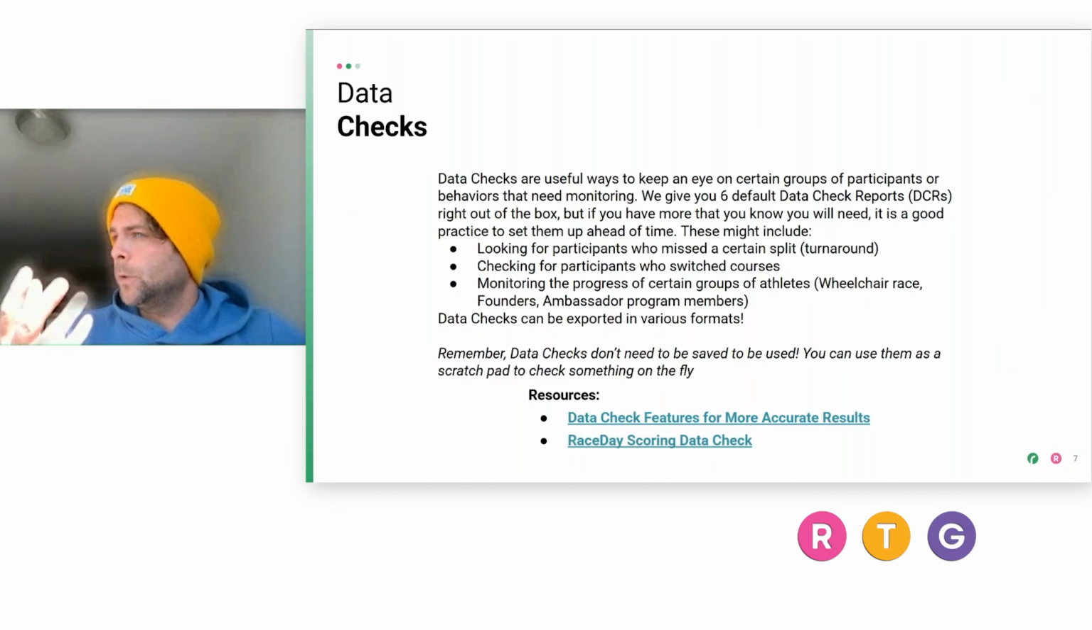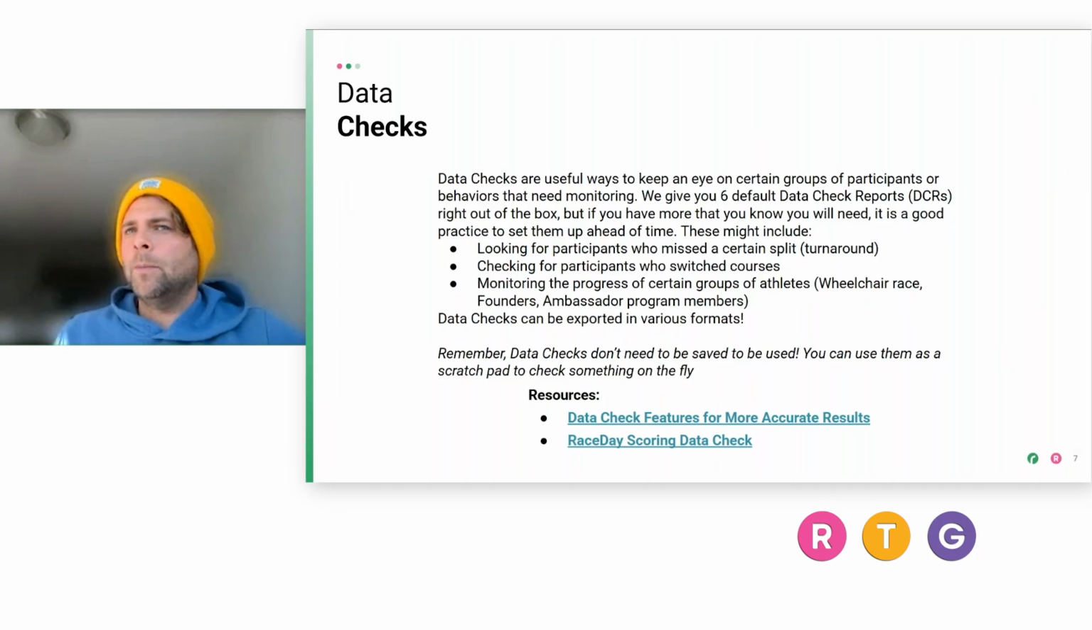So you might have a turnaround on the course that's maybe not publicly advertised, and you might want to be just looking for people who missed that one. You may have a split that is on the half marathon course and not on the marathon course, and you could write a check to identify any marathon participants who read on that split, meaning that you should potentially change them or disqualify them depending on the event's rules.